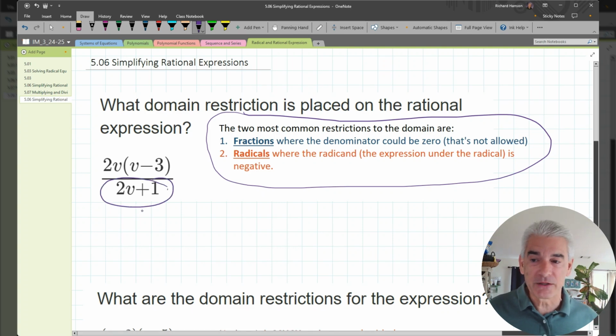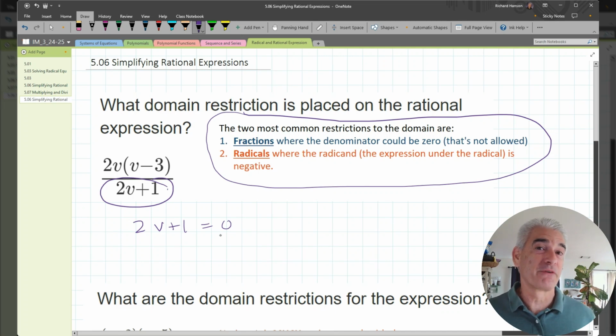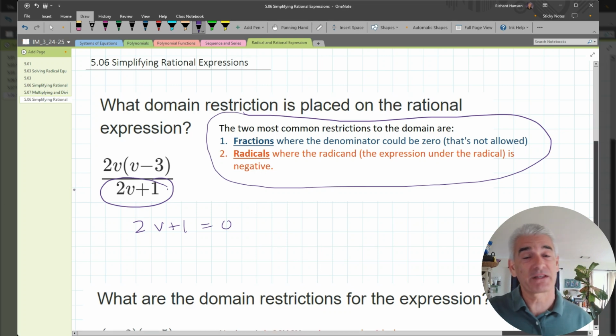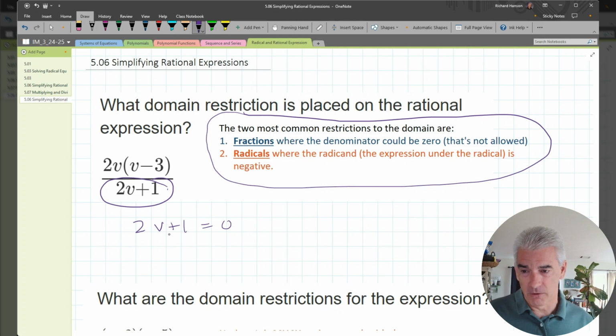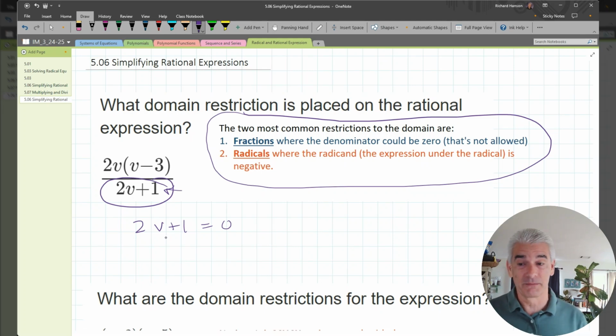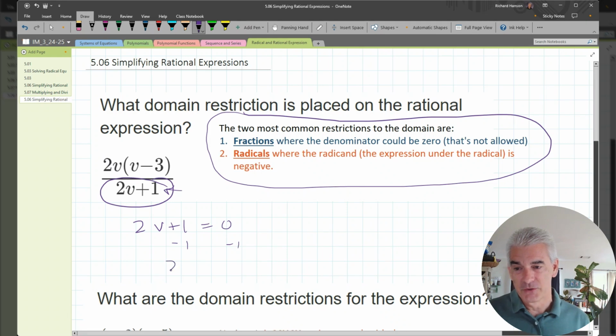An easy way to do this is to take the expression on the bottom, the denominator, and set it equal to zero. Whatever value of v I come up with, I have to promise not to plug in that value of v. So I'm going to restrict it and leave it out of the domain. I just took the bottom and set it equal to zero. Whatever values make it equal zero, don't plug them in, please. So 2v plus 1 equals 0, 2v equals -1, v equals -1/2. That would be a problem.